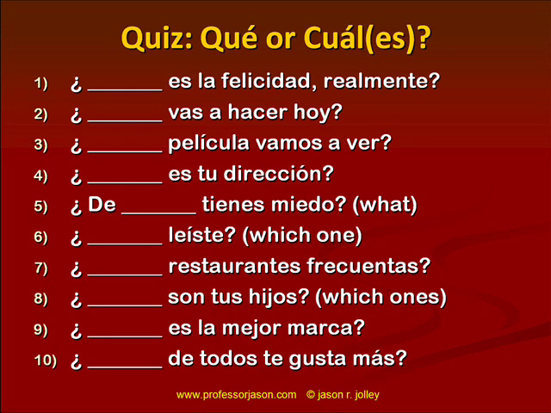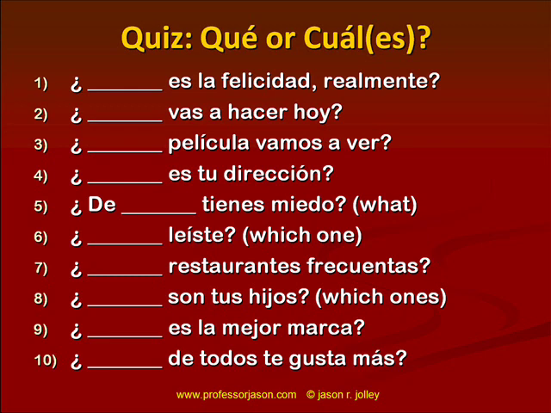Okay. Number 4, excuse me, what is your address? Dirección. Number 5, what are you afraid of? Number 6, we might be talking about books. Which one did you read?